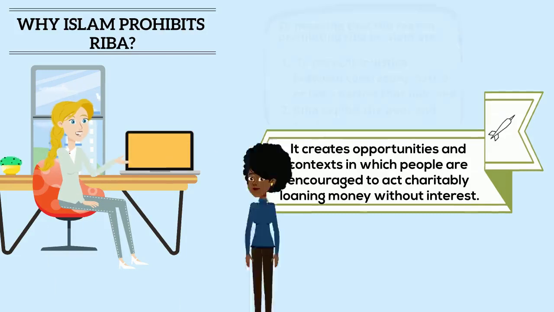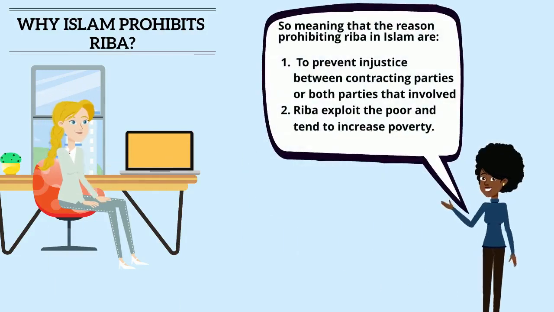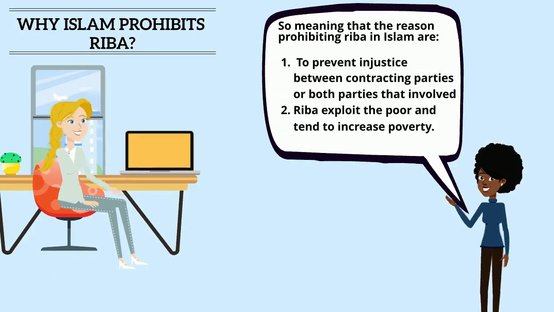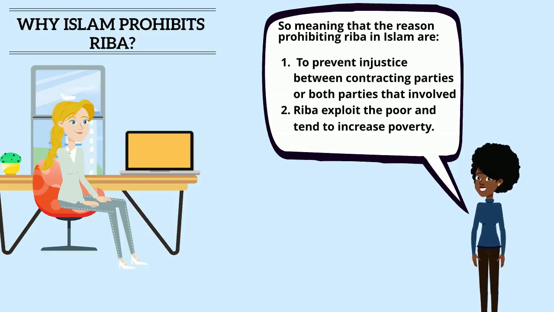interest. So meaning that the reasons for prohibiting riba in Islam are to prevent injustice between contracting parties, or both parties that are involved. Riba exploits the poor and tends to increase poverty, and it is a big disadvantage for the borrower.